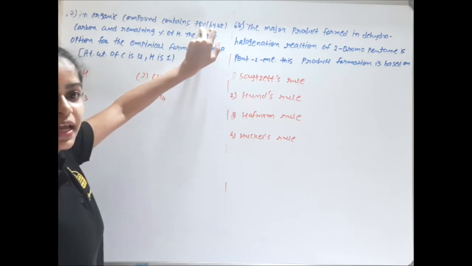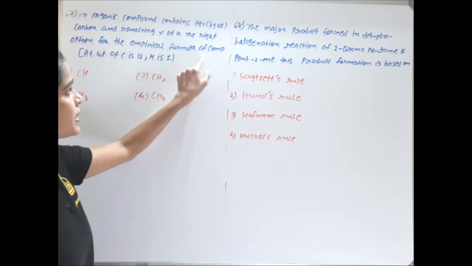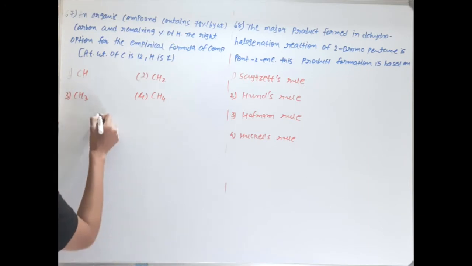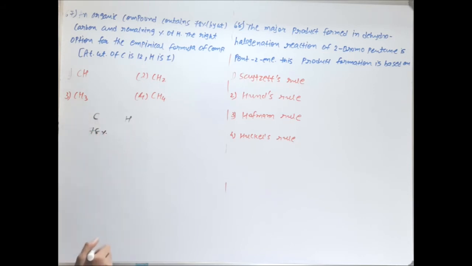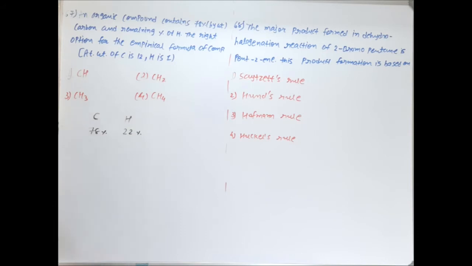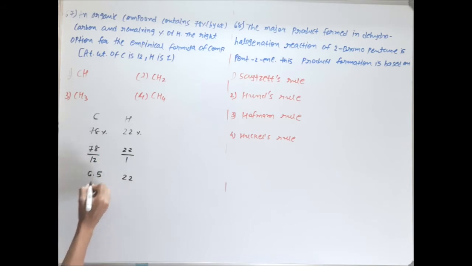A compound contains 78% carbon and the remaining percentage is hydrogen. What is the right option for the empirical formula of the compound? First find the percentage of hydrogen and the percentage of carbon. The percentage of carbon given is 78%, and hydrogen is 100 minus 78, so this is 22%. Then, the atomic weight of carbon is 12 and hydrogen is 1. So divide each percentage by its atomic weight: 78 by 12 and 22 by 1. This gives 6.5 and 22.